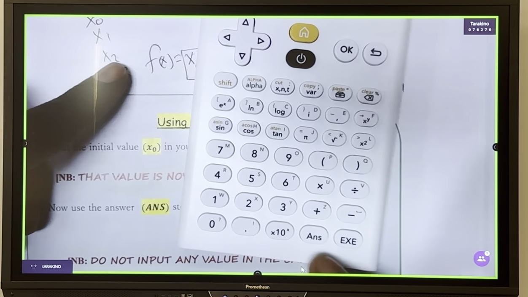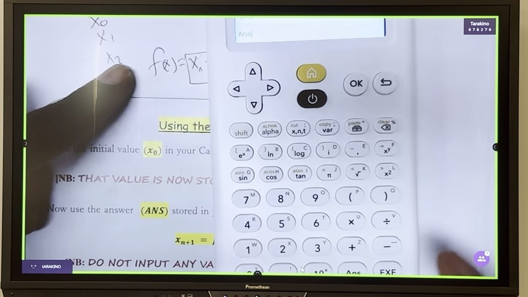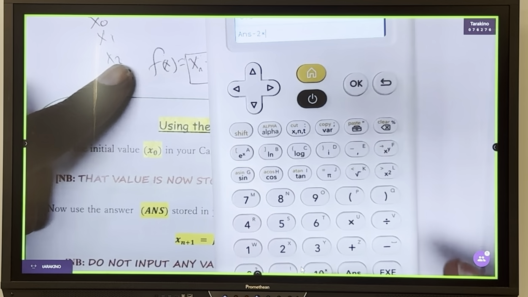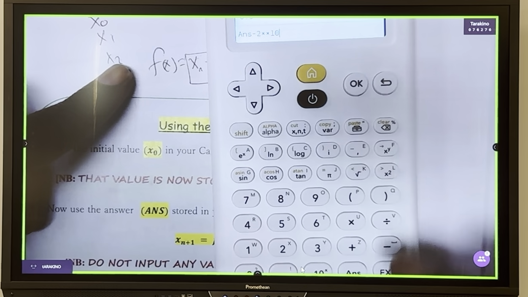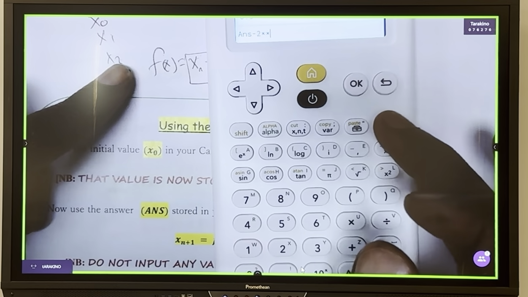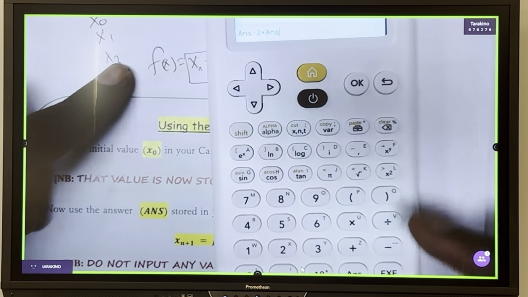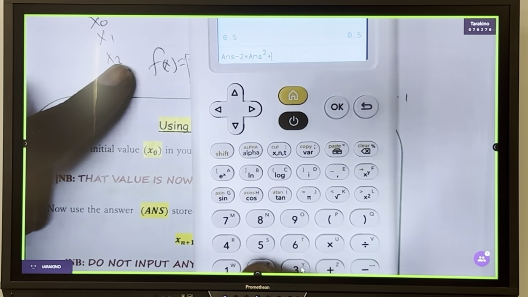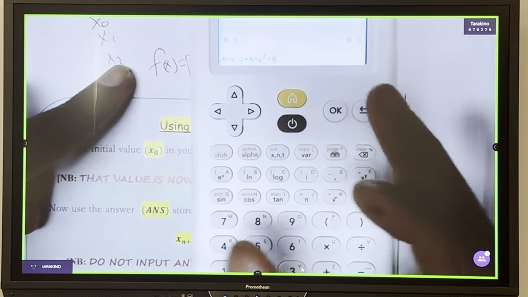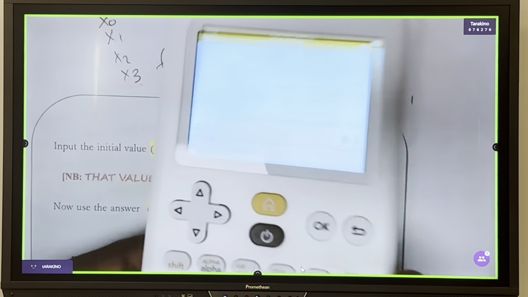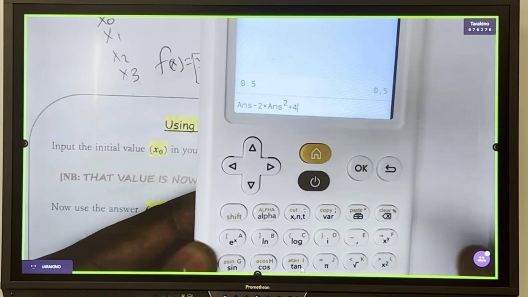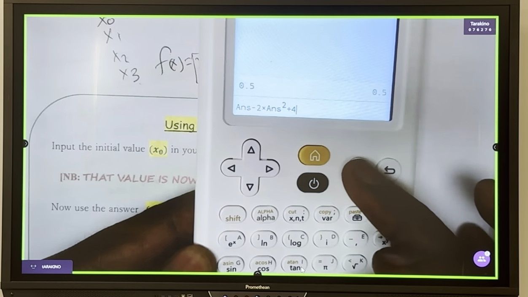So you just press answer here, then minus 2 times answer squared, I'm sorry, 2 times answer squared, right? Then plus 4. So this is our iterative formula that we have, right? So in this case now, you just have to continue to press OK, right?